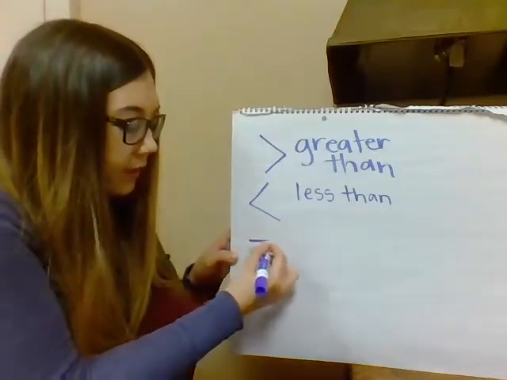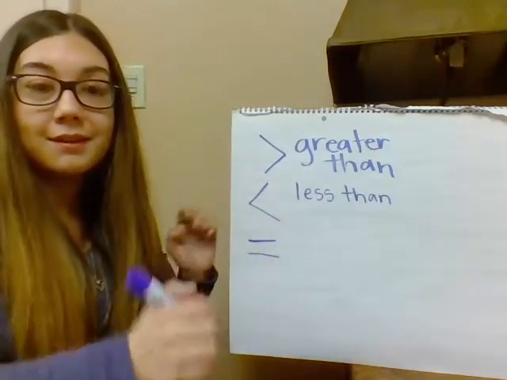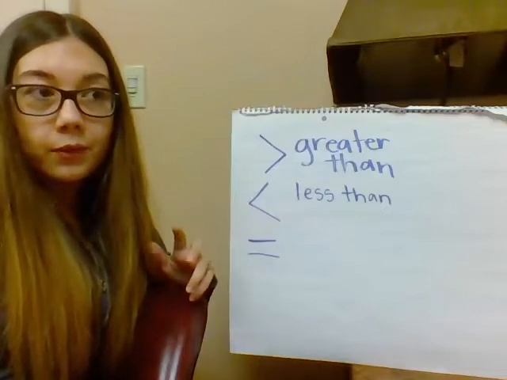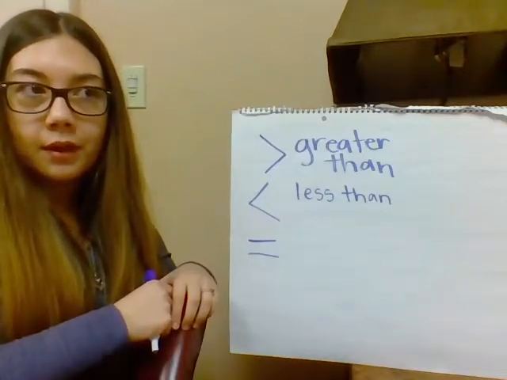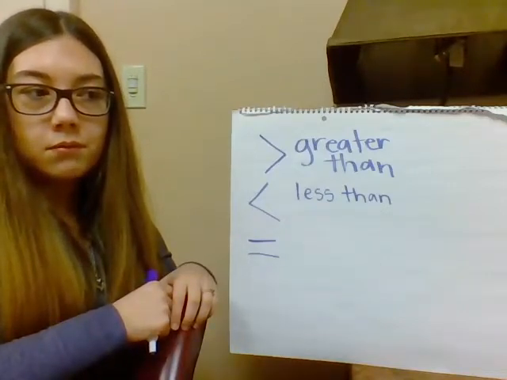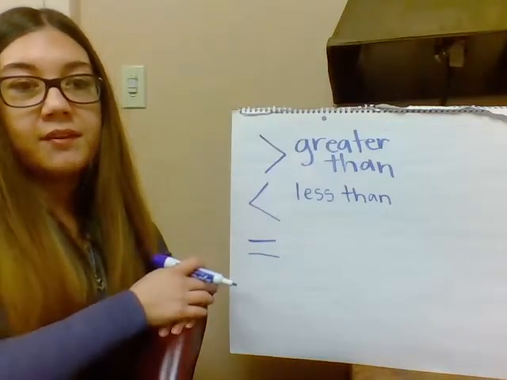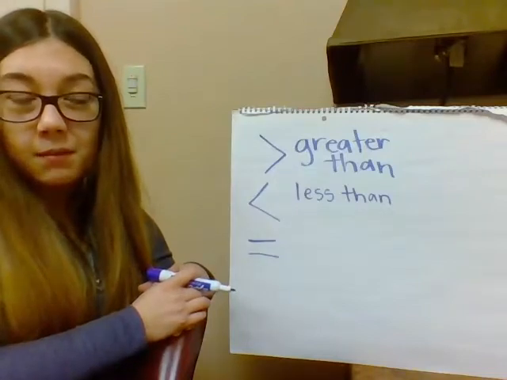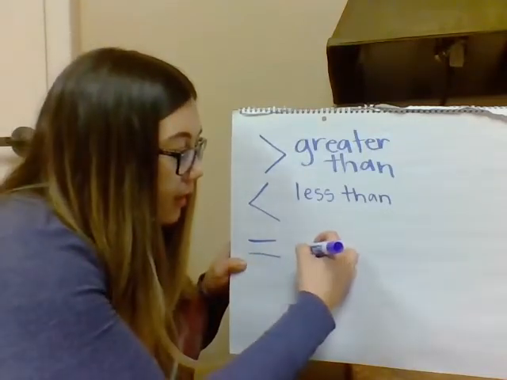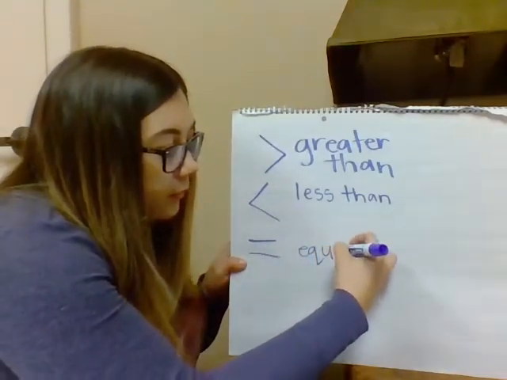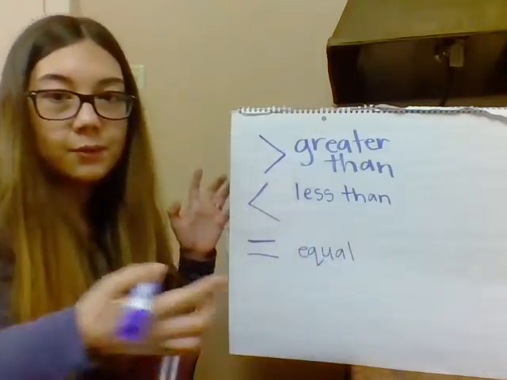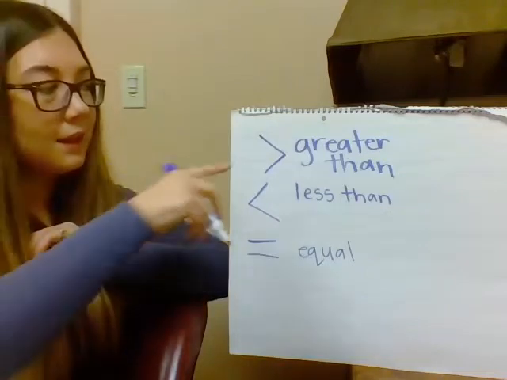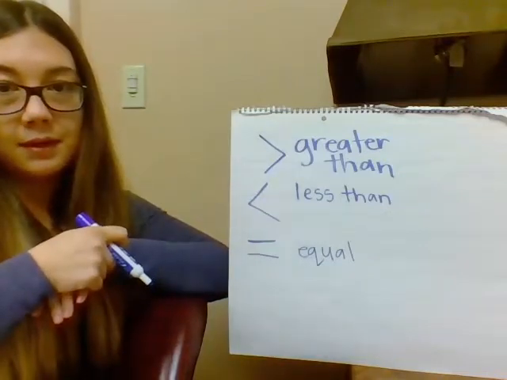Sometimes you're also going to see an equal sign. That means it's the same on both sides of the equation. They are equal. 5 is equal to 5. If Alex has 5 apples and Logan has 5 apples, they have the same amount of apples. We say equal to. They're equal. Okay? So we want to use these symbols to practice comparing numbers.